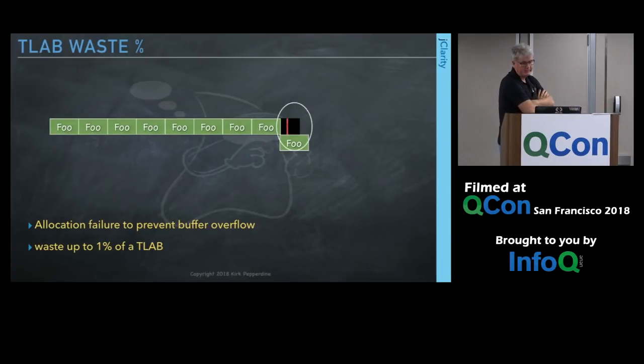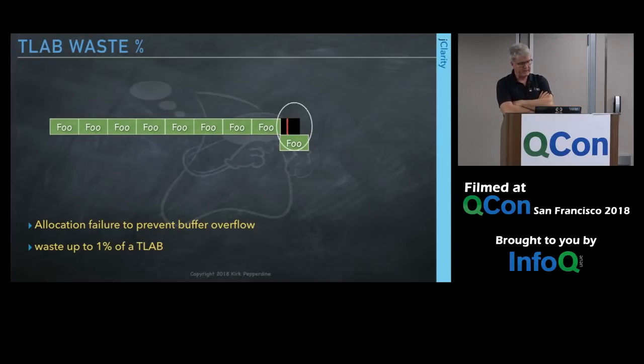But that's better than the alternative, which is basically saying, I'm below the threshold, let's try to allocate here. Oops, fail. Protect from buffer overrun. Roll back. Get a new TLAB. Now do the allocation, right? As you can imagine, that's a lot more expensive.